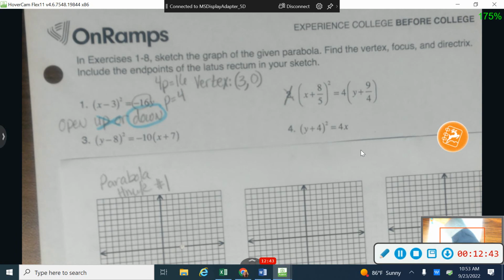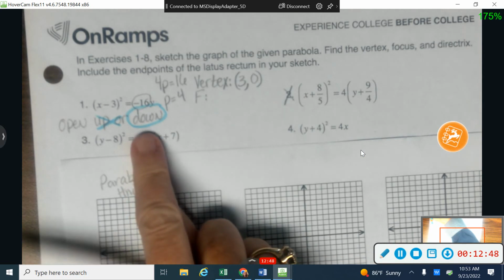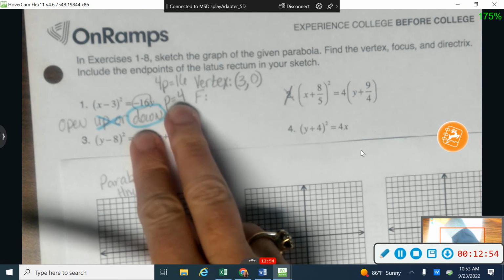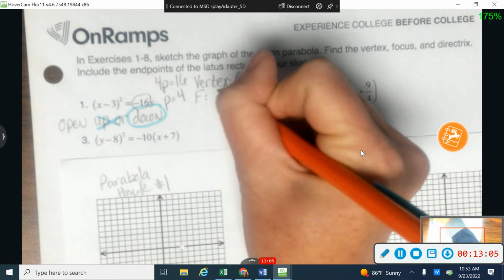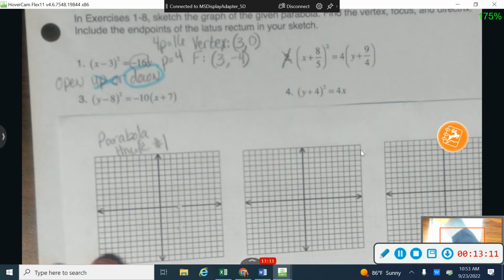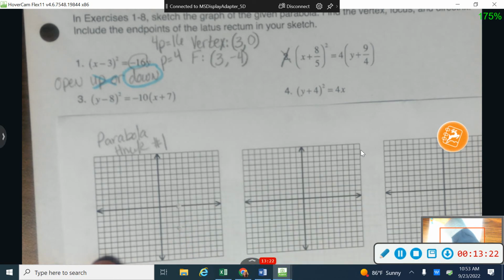Okay, next I'm going to go and find the focus. For the focus, I'm going to go in this direction, this many, from the vertex, or from your center point. So from my vertex, I'm going to go down 1, 2, 3, 4. So my focus is going to be 3, -4. Okay, the focus is also a point. So if it's up, you just go up, right? That's right. Good.